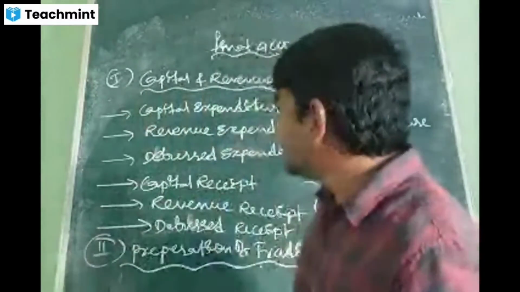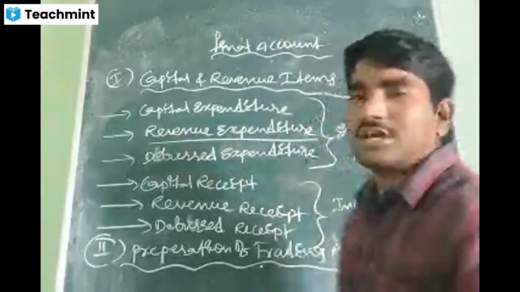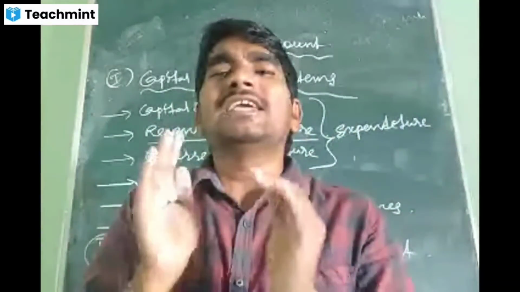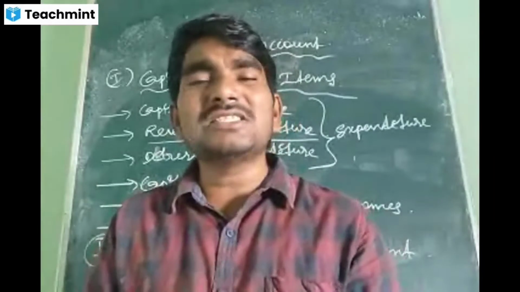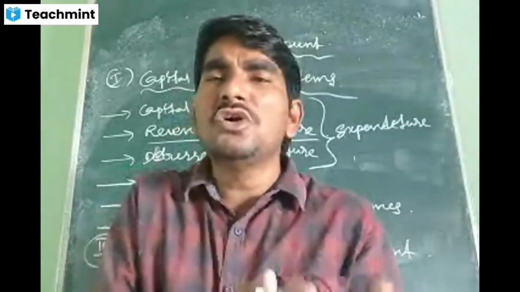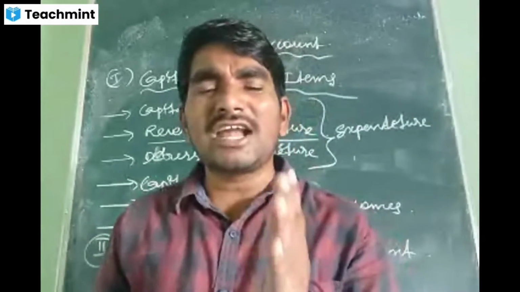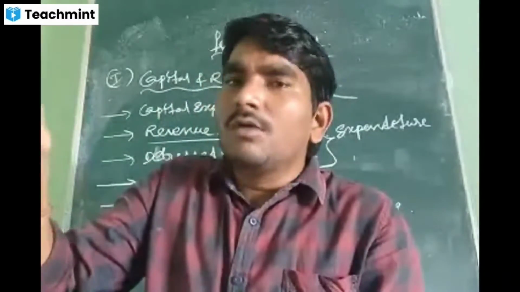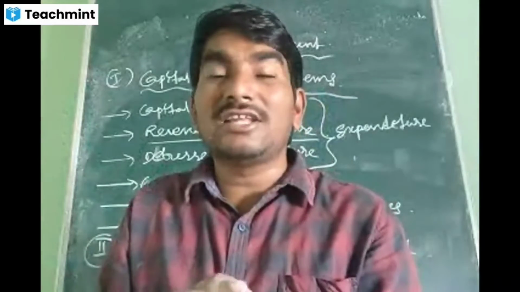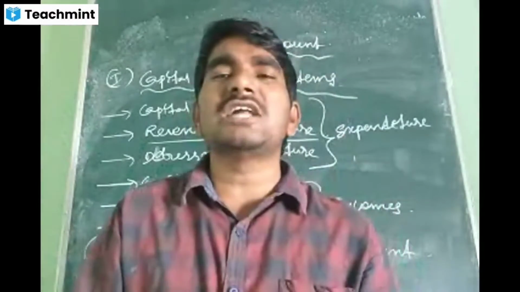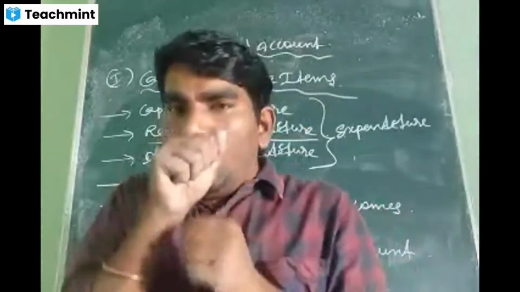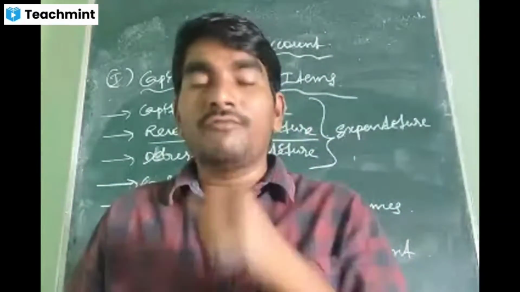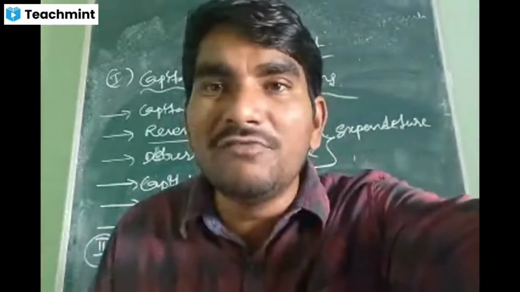ఓకేనా? నెక్స్ట్ వచ్చేసి రెవెన్యూ ఎక్స్పెండిచర్. Revenue expenditure is also one of the quite opposite to the capital expenditure. In the business organization, whenever we do any expenditure, that kind of utility of expenditure will be there less than 1 year. That kind of expenditure is also called as what is that?